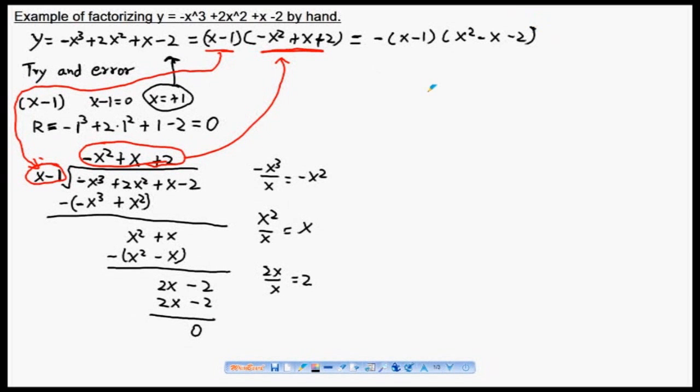Okay, and to factorize x squared minus x minus 2, we need two numbers that multiply to minus 2, and when added give minus 1. So clearly that's x plus 1 times x minus 2. Okay, when we factorize the quadratic equation in the second bracket, we have that.